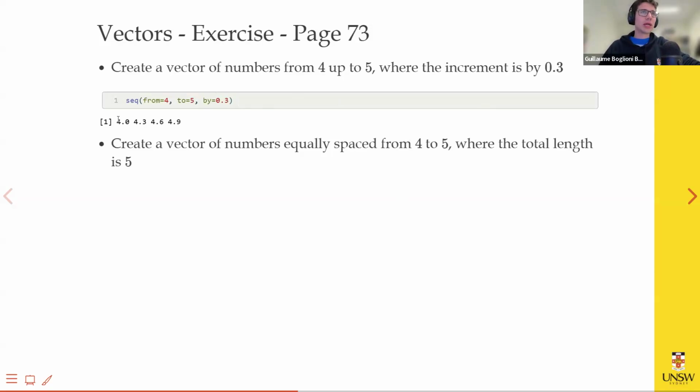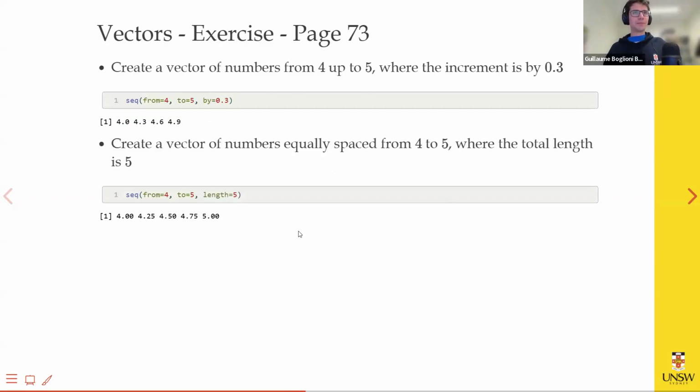What you might notice about the behavior is that you're not necessarily going to have the last number be exactly equal to 5. If the difference between those two numbers is not divisible by 0.3, the last one you're going to get is 4.9 in this example. And here, same idea. You get the following result.